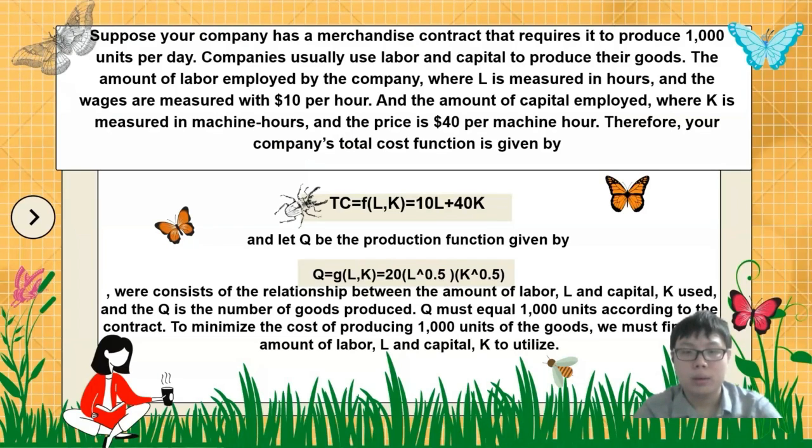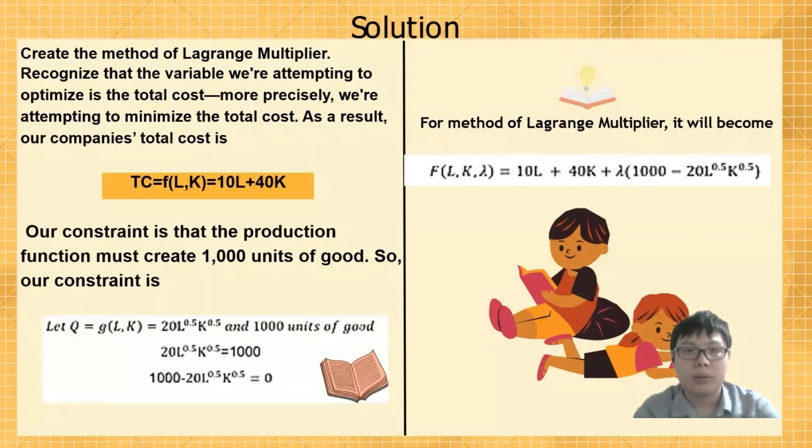To minimize the cost of producing 1,000 units of the goods, we must find the amount of labor L and capital K to utilize. First, we use the method of Lagrange multipliers. Recognize that the variable we are going to optimize is the cost. More precisely, we are going to minimize the total cost. As a result, our company's total cost is C equals the function f(L, K) equals 10L plus 14K.